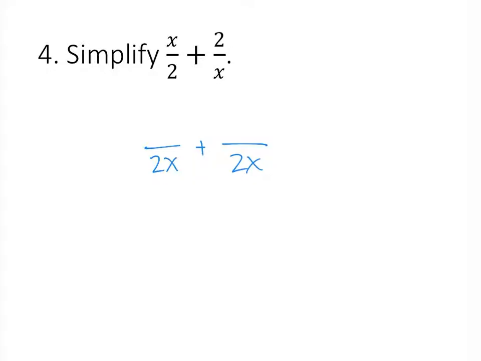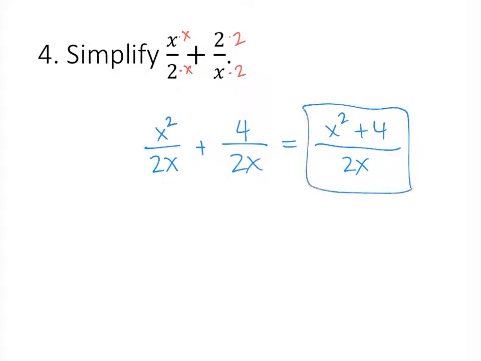To get the first fraction to have a 2x on the bottom, we have to multiply top and bottom by x. So on the bottom we'll get 2x, and on the top we get x times x, which is just x squared. For the second fraction, to get a 2x on the bottom, we have to multiply top and bottom by 2. That gives us a 2x on the bottom, and on the top 2 times 2 is 4. Now we can add the two fractions together, and on the top we have x squared plus 4. So that's our simplified sum.